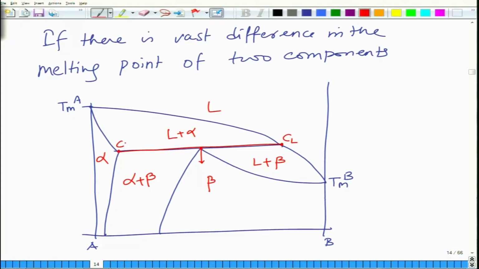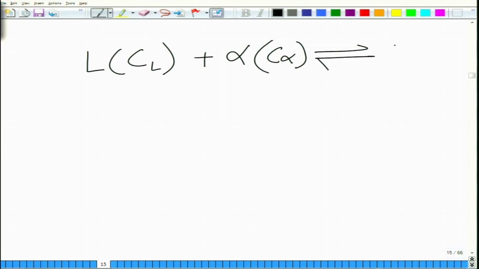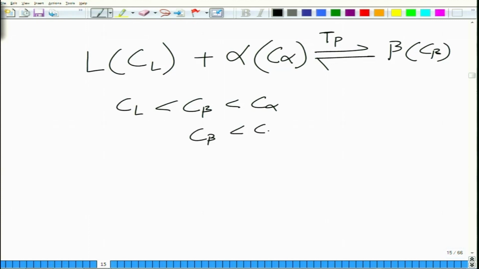So, let us say this is C liquid, this is C alpha, and this is C beta. This kind of phase diagram is called a peritectic phase diagram. And basically what happens here, in terms of phase reaction, is that the liquid of composition C liquid plus solid of composition C alpha give rise to, at a temperature Tp, the peritectic temperature, beta phase of composition C beta, where C beta is between C alpha and C liquid, depending upon how you look at it. It is between the alpha and liquid compositions. So, this is the peritectic reaction.